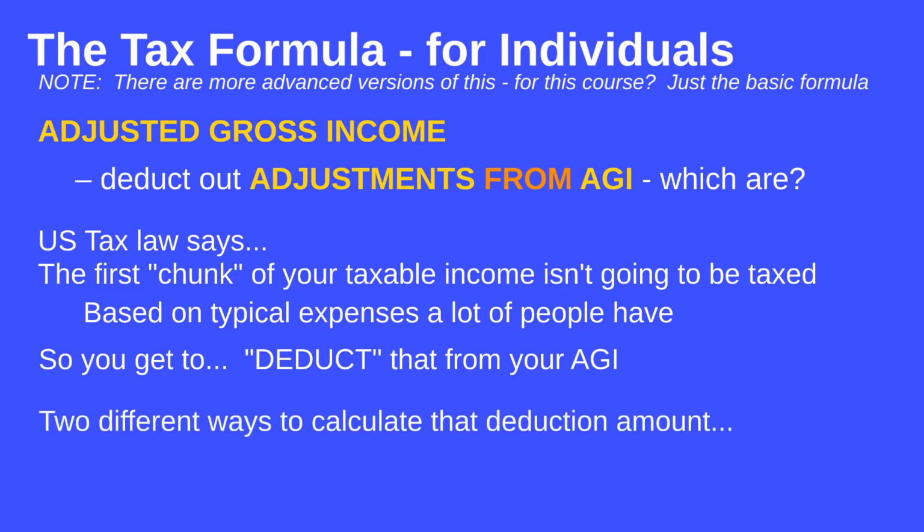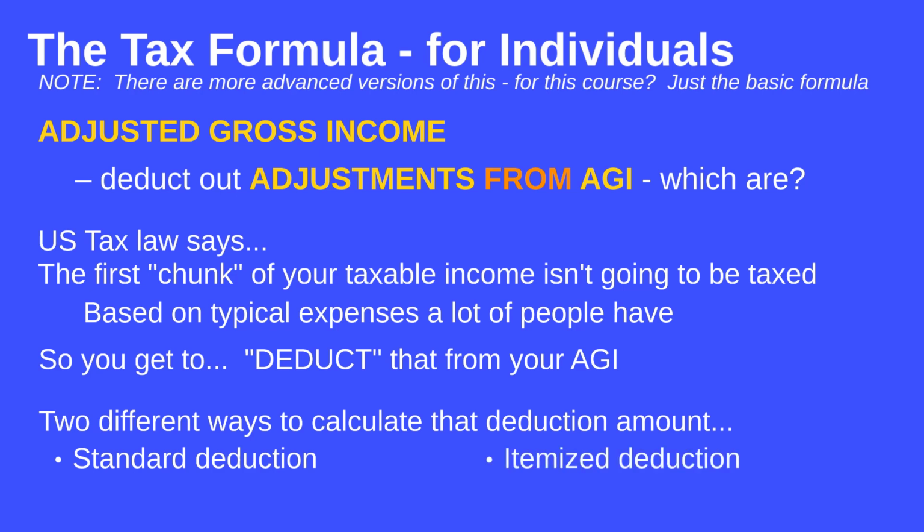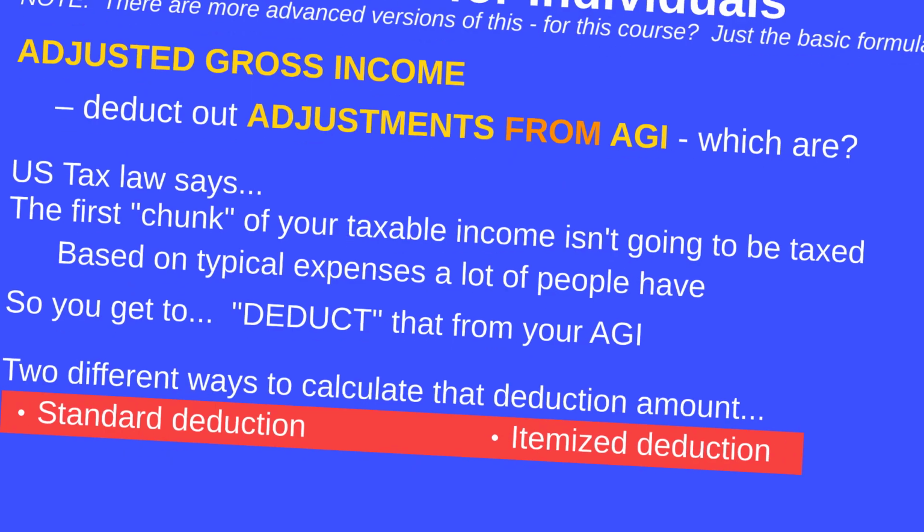Now the government says, here's the deal. We're going to let you take these deductions, these adjustments from your AGI. We're going to give you two different ways that you can do it. You can either do what we call a standard deduction or an itemized deduction. And what I want to do right now is take just a second and look at the difference between those two.